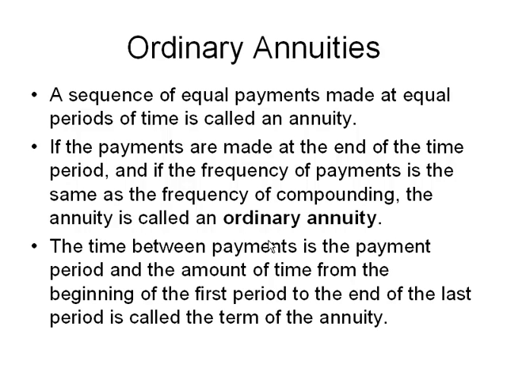The time period between the payments is called the payment period, and the amount of time from the beginning of the first period to the end of the last period is called the term of the annuity. So how long between when you started making these payments and when you're going to finally finish them off.